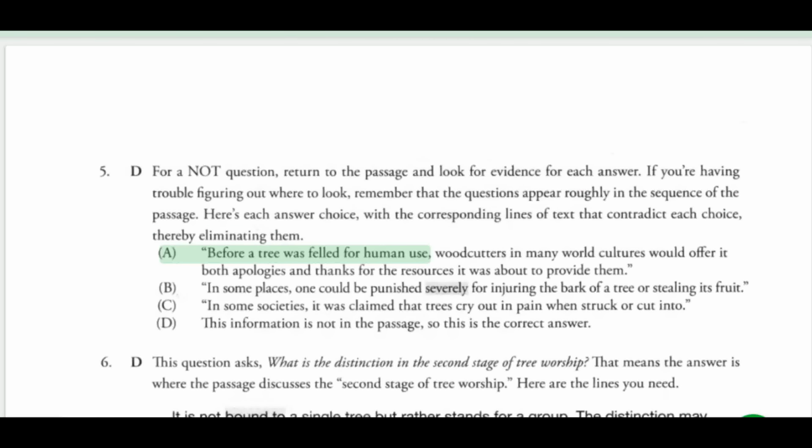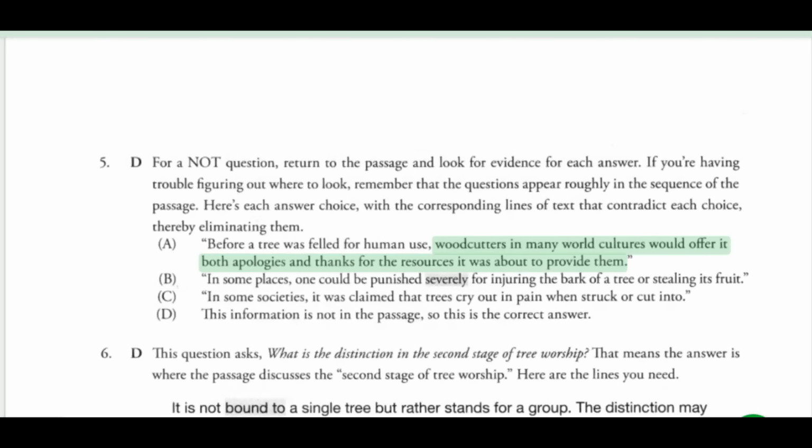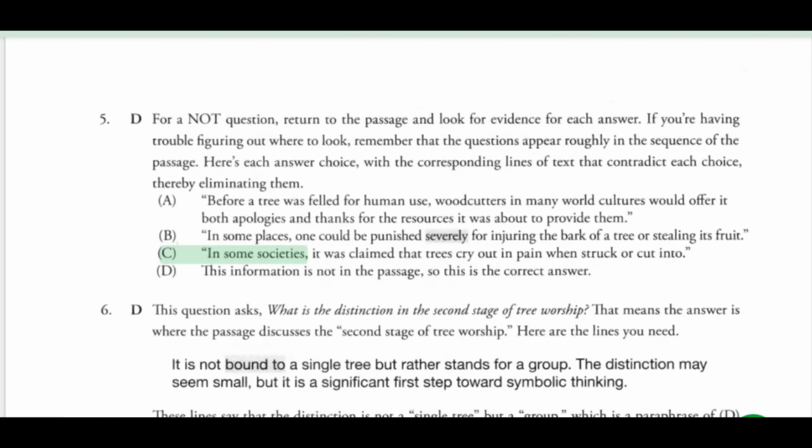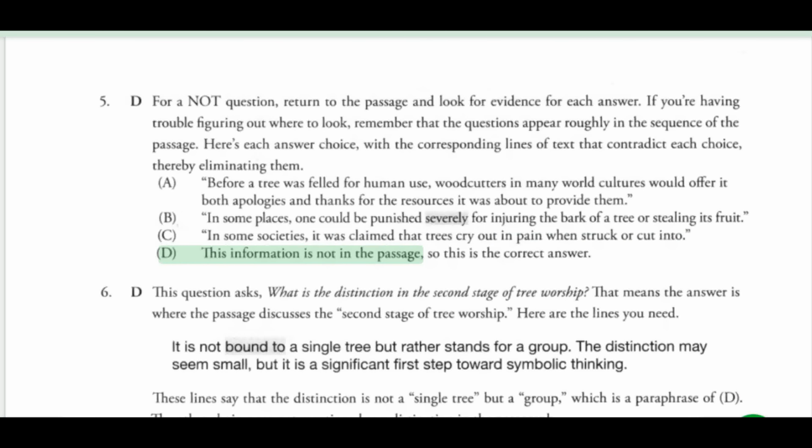A. "Before a tree was felled for human use, woodcutters in many world cultures would offer it both apologies and thanks for the resources it was about to provide them." B. "In some places, one could be punished severely for injuring the bark of a tree or stealing its fruit." C. "In some societies, it was claimed that trees cry out in pain when struck or cut into." D. This information is not in the passage, so this is the correct answer.